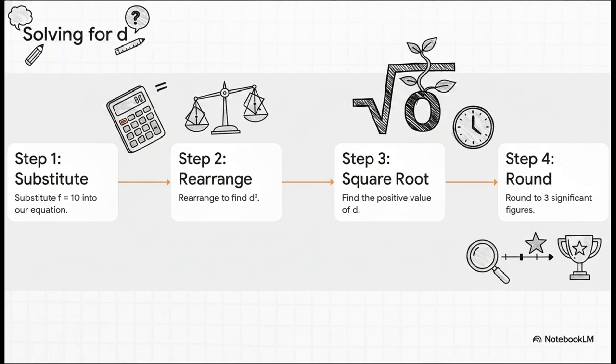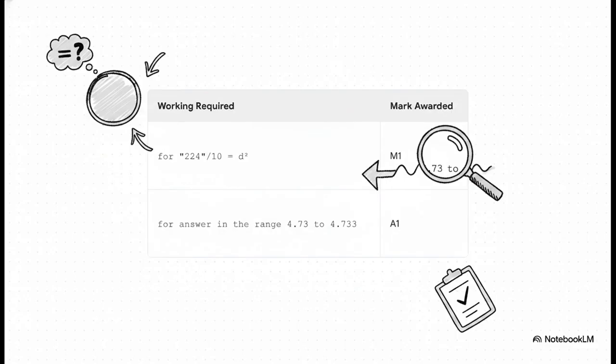Now, to find d, we just need the square root of 22.4. The question asks for the positive value, so we don't have to worry about any negatives. The calculator gives you something like 4.73286, and rounding that to 3 significant figures gives us our final answer. And let's look at the mark scheme for part B. You get your M1 method mark for that first step.